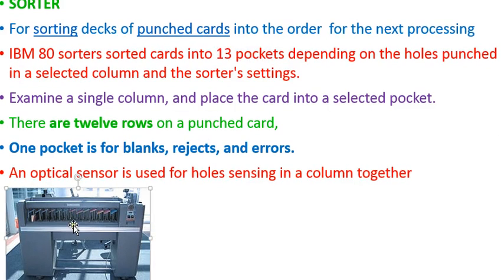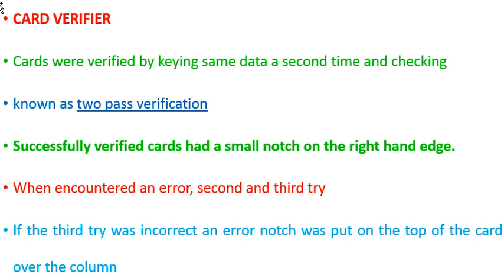If you look at this diagram, this is a typical diagram showing a sorter. If you can count, we have up to 13 pockets here, 12 for successfully punched cards and 1 for the ones that are blank, the ones that are rejected because of errors and other reasons.